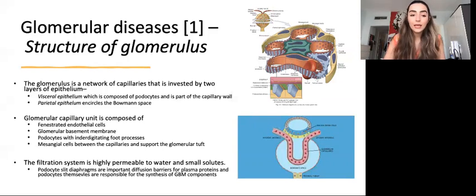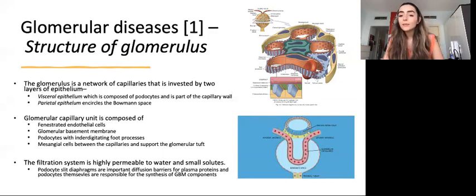Then we have the mesangial cells between the capillaries, and they support the glomerular tuft. Mesangial cells are contractile, and they're capable of proliferation or laying down collagen or other matrix components. And they can also secrete many mediators in response to cytokines and other factors. Now, the filtration system is highly permeable to water and small solutes.